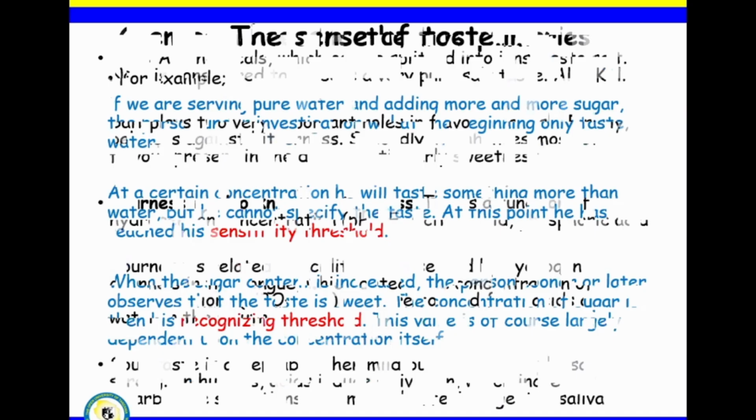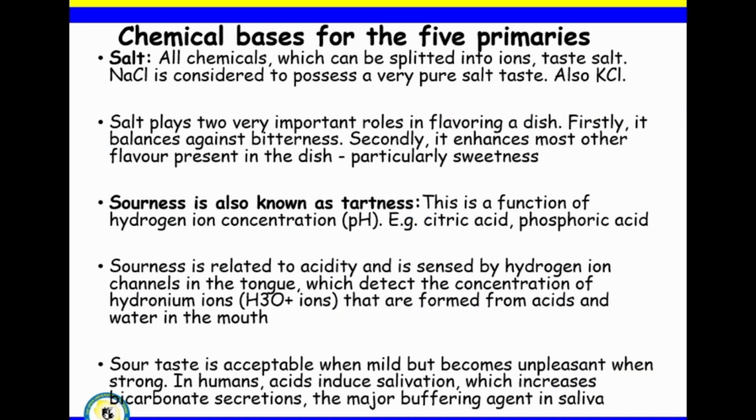So in the examination, you can be asked to define recognizing threshold value, sensitivity, and similar items like that. Chemical basis for the 5 primaries. We are still on the issue of sense of taste. And the 5 primaries are, first, salt. All chemicals which can be split into ions taste salty. For example, sodium chloride is considered to possess a very pure salt taste, but also potassium chloride.